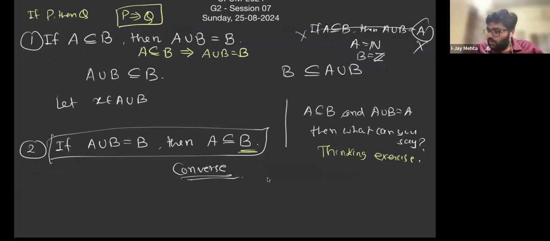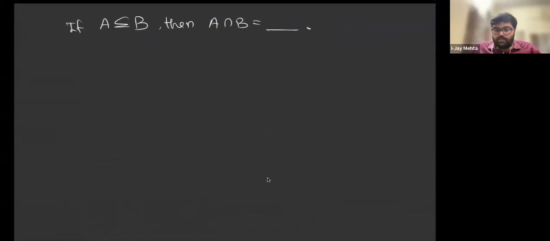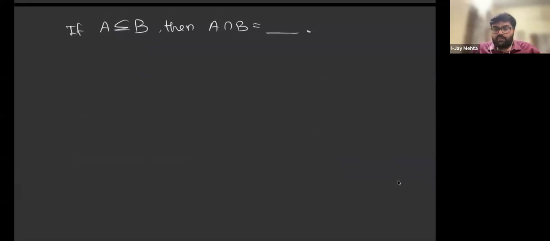Okay, so moving to the next, we can also ask about the intersection. This is what we got in one response, right? So many questions we can ask when we have one statement. So what is the intersection? If A is a subset of B, what is the intersection of A and B?